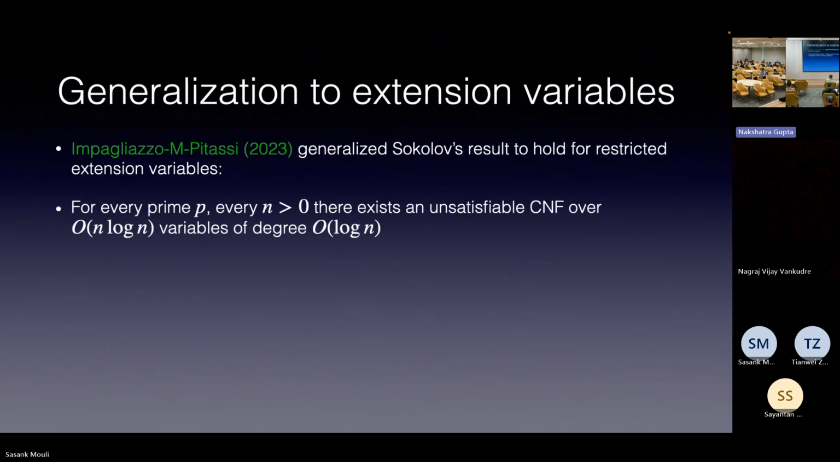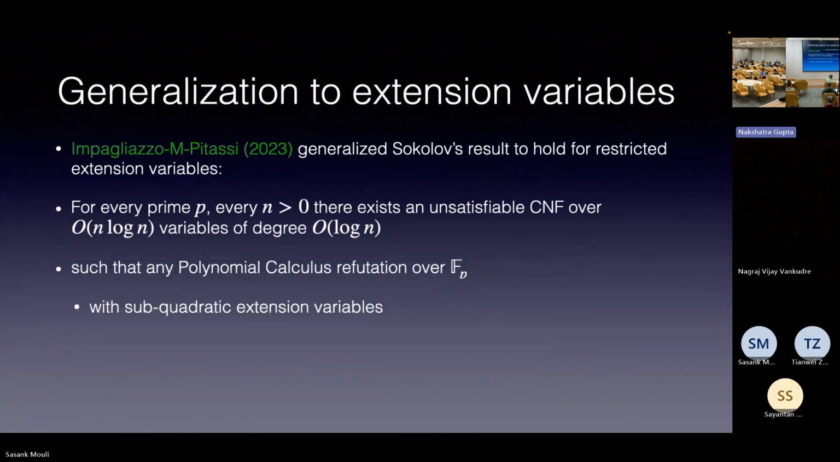Okay, and then I mentioned the extension variables. After Sokolov's result, there was another result where we were able to show lower bounds for PC with some weak extension variables, because as I mentioned, for general extension variables, PC becomes very strong.